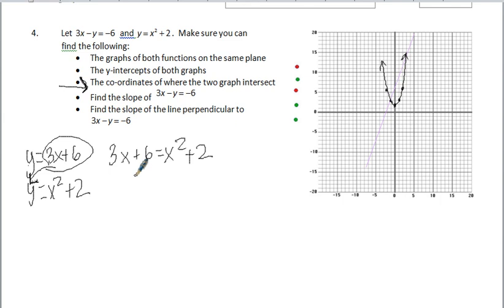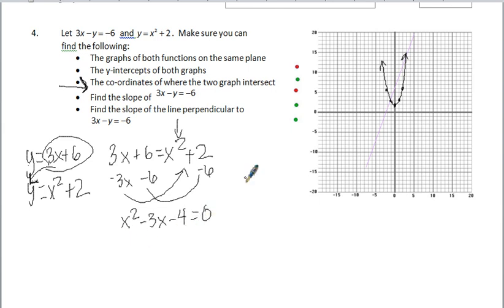So you see this is a quadratic. What we're going to do is combine like terms, make it equal 0, factor it out, and find the zeros. So let's move the 3x and the 6 over here. The 3x we're going to slide in the middle. The negative 6 will just combine there. So that gives us x squared minus 3x minus 4 equals 0.